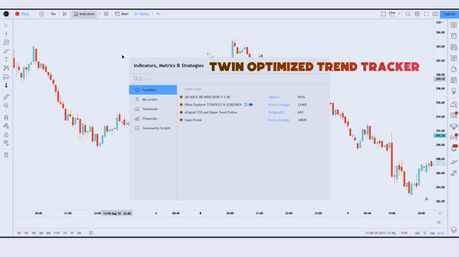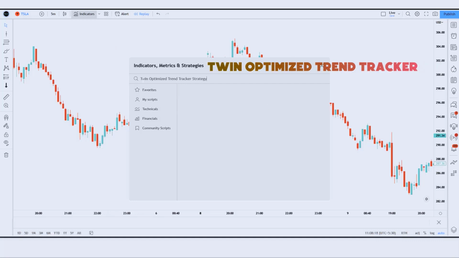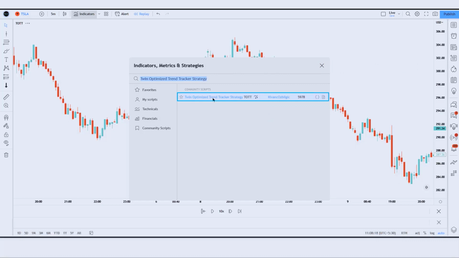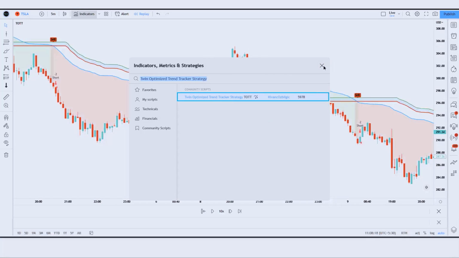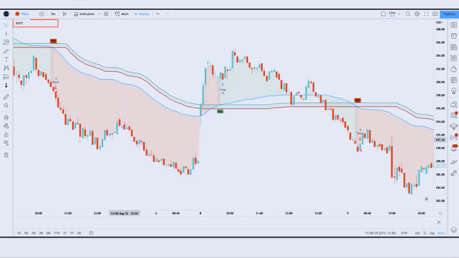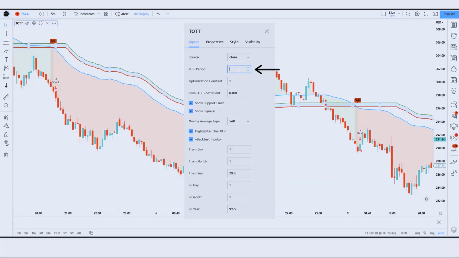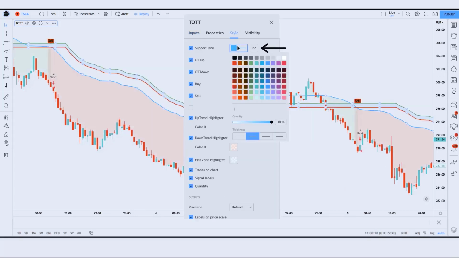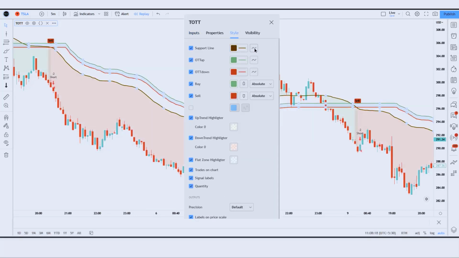First of all, we will search Twin Optimized Trend Tracker Strategy by Kivanc Ozbilgic in the search box of TradingView. After that, we have to click on the Twin Optimized Trend Tracker Strategy option, in which we have to change some settings. We have to replace OTT period 38 with 40. We have to replace support line blue with yellow. We have to change the support line option to circles instead of line. We have to keep these options hidden.